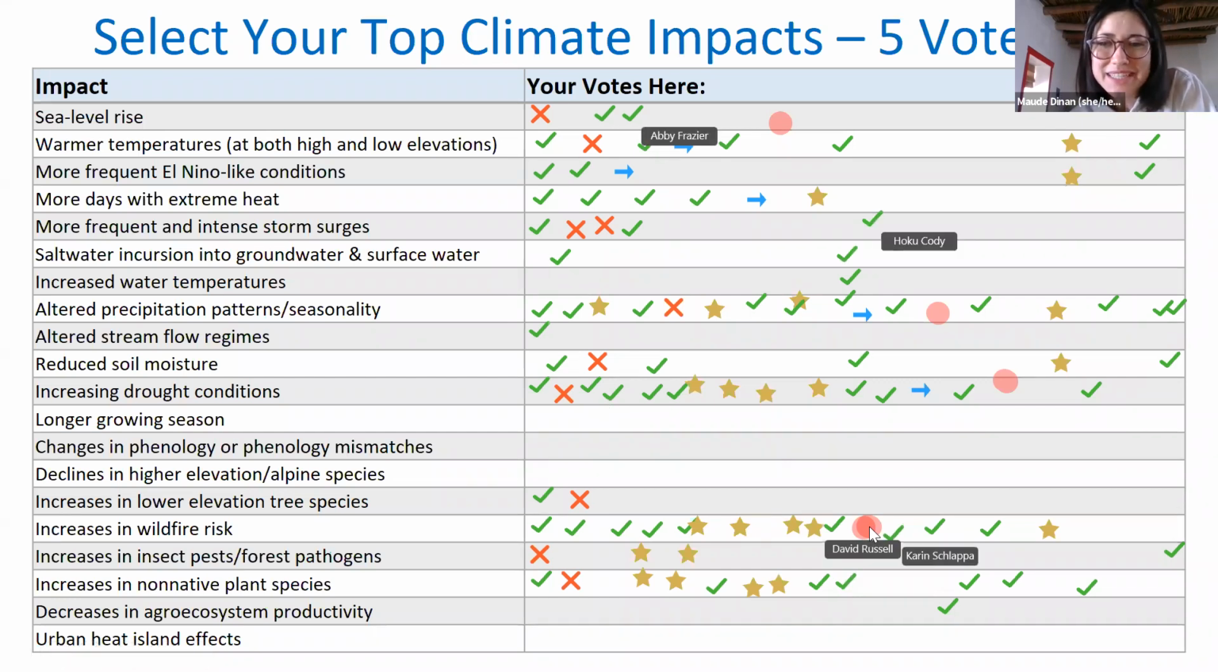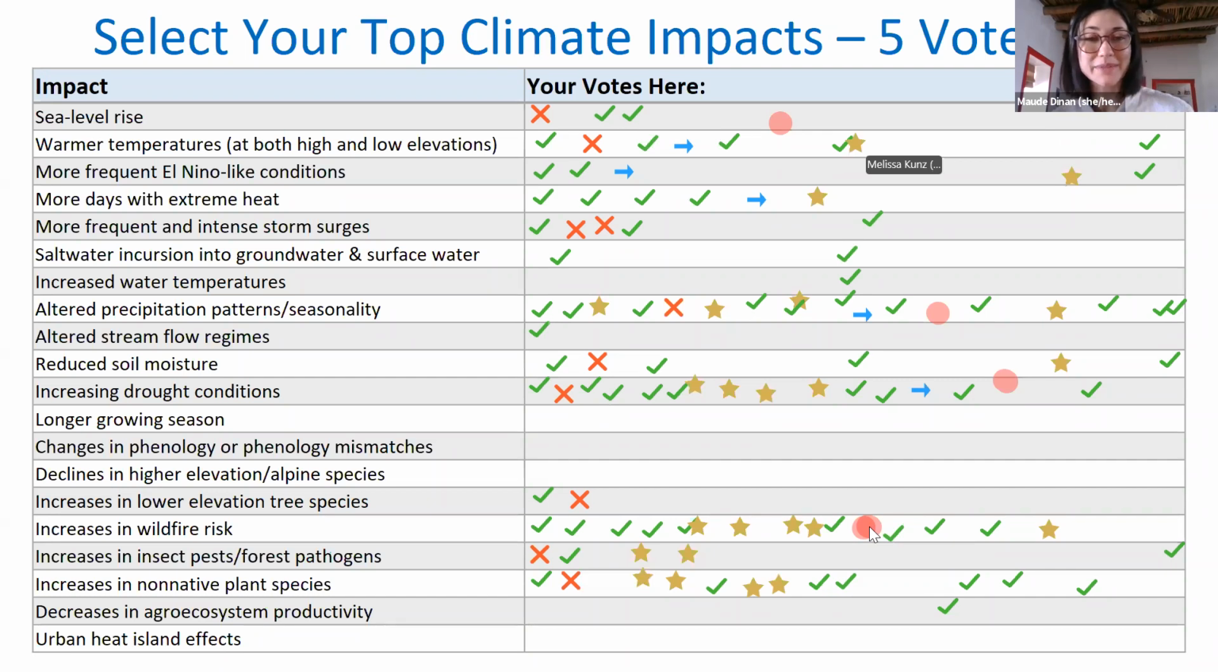So it's looking like altered precipitation patterns and seasonality of precipitation is a big concern, as well as increasing drought conditions, wildfire risk, and non-native plant species. Is there anyone who cast their vote in any of these topics who would like to talk about why they voted for those specific impacts?